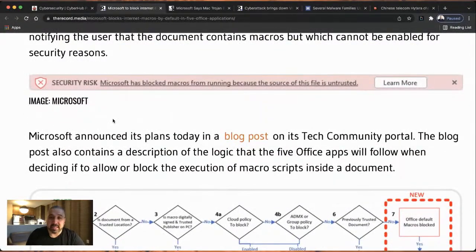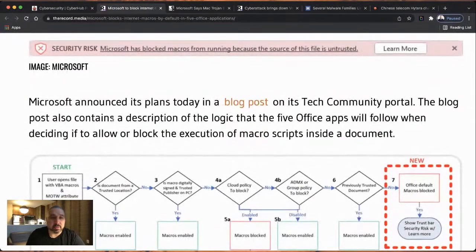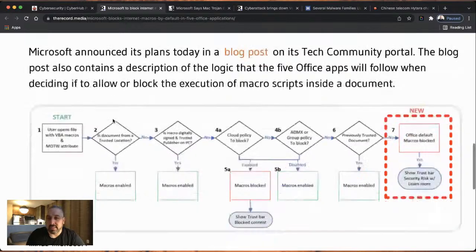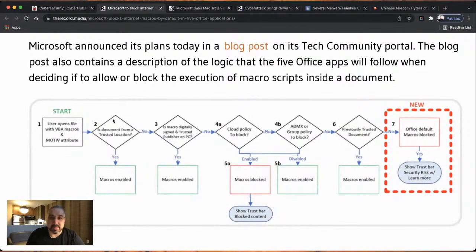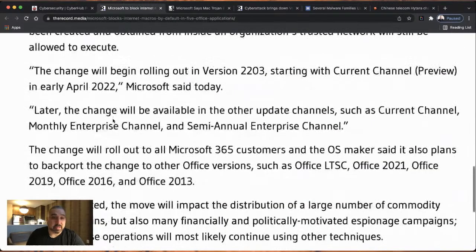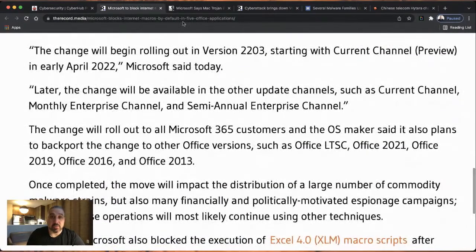Microsoft also announced its plans today in a blog post on its tech community portal. The blog post also contains a description of the logic that the 5 Office apps will follow when deciding whether to allow or block the execution of macro scripts. Again, some really good logic here. I'm sure there'll be some stuff within Microsoft internally for us as practitioners in order to enable this. This is a big win, folks. A really big win and a good move by Microsoft.